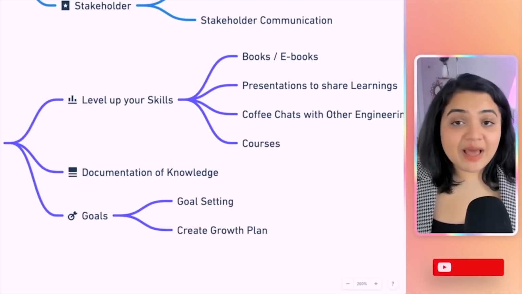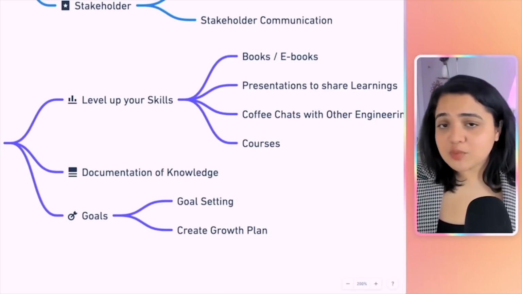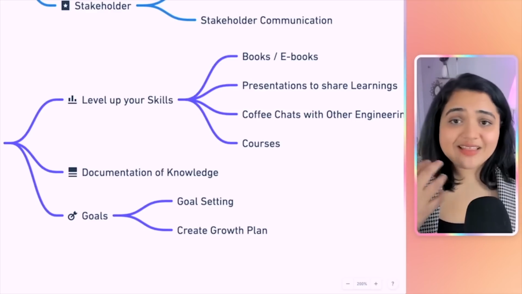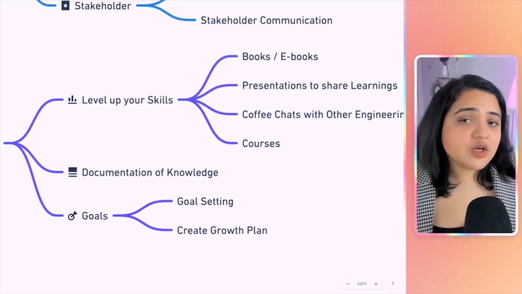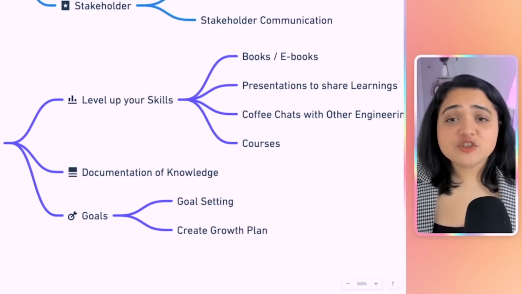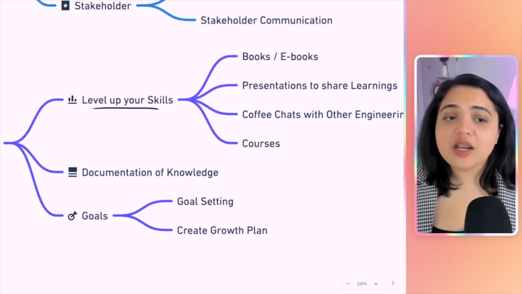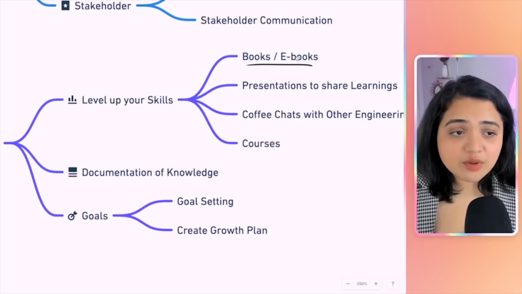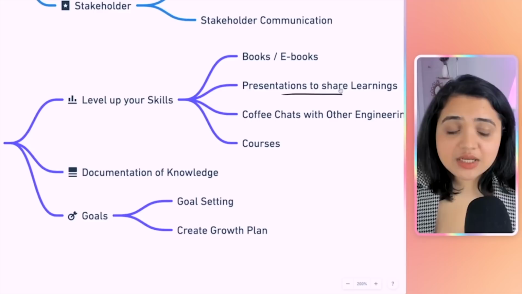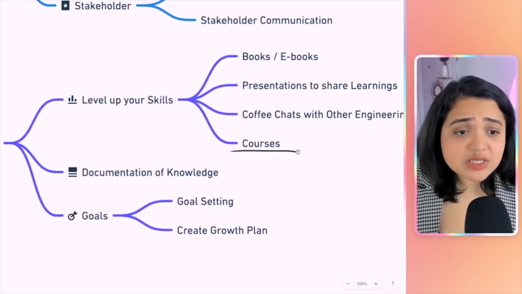I've mentioned in the past in other videos that engineering management is just like being on an airplane, where you need to put your oxygen mask on first and then give the oxygen mask to your team. So if you cannot breathe, you will not be able to help your team either. So make sure you're investing time in your personal growth as well. You are leveling up your skills, and there are a few ways you can level up your skills: through books and ebooks, presentations to share learnings, book coffee chats with other engineering leaders, join communities, take courses, and so on.